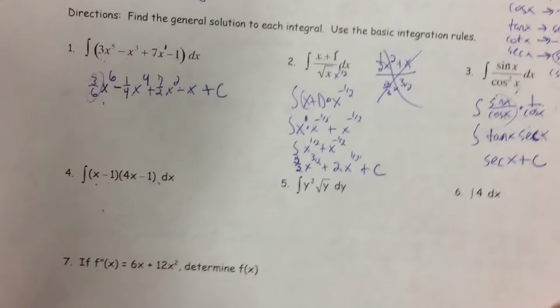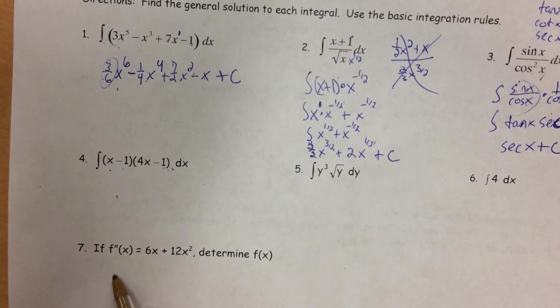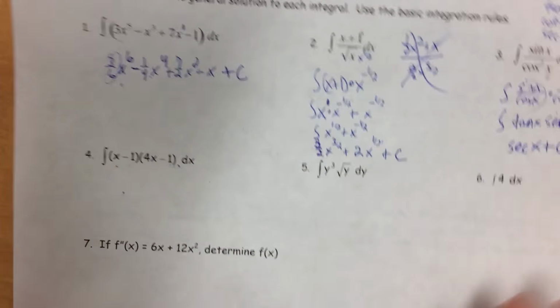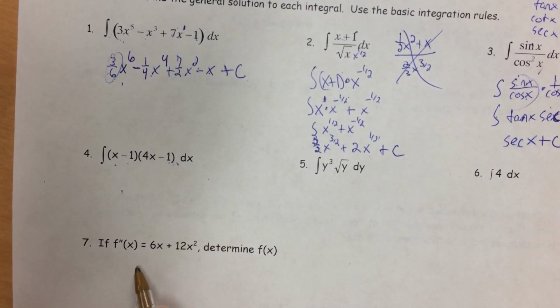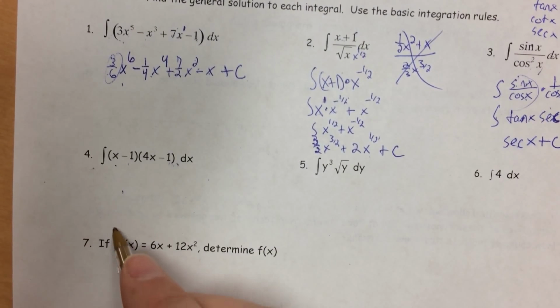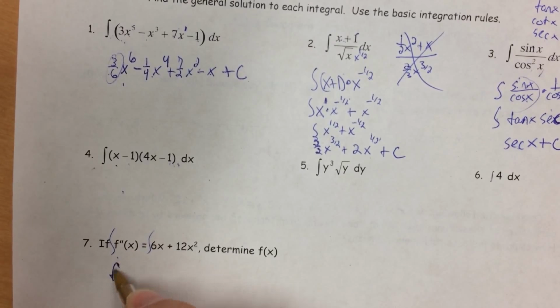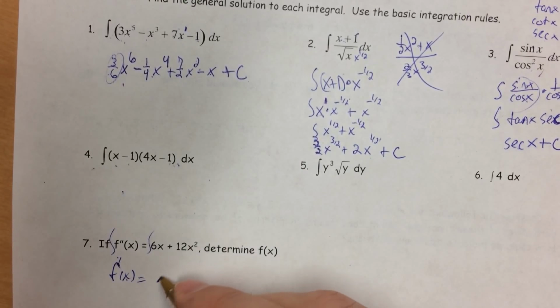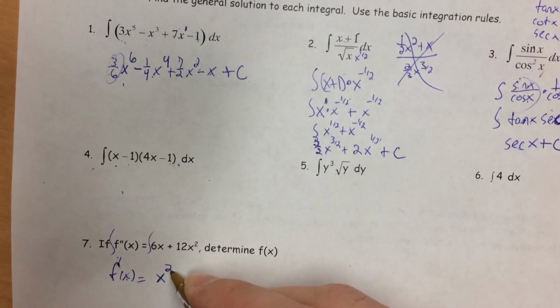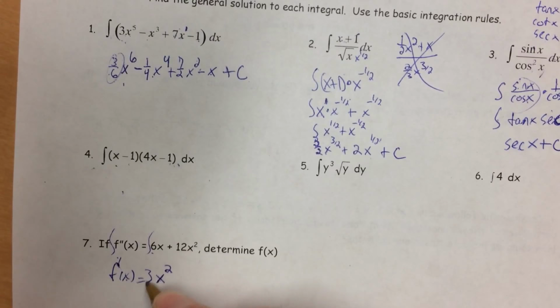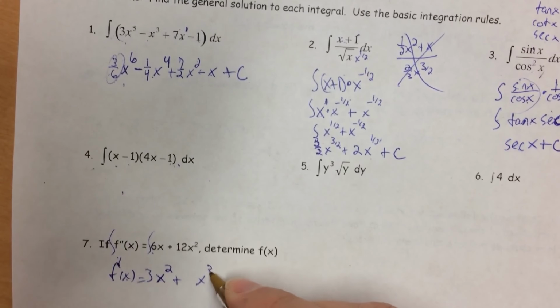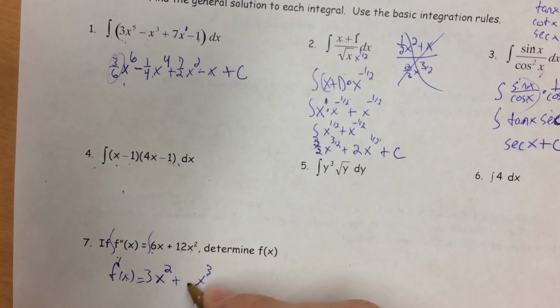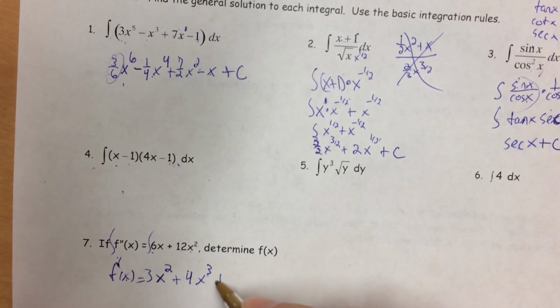7, it asks you, given the second derivative, to find the original function. So first we need to do the integral to find the first derivative. The first derivative is the antiderivative of the second derivative. And so we just do the power rule. It's x squared, we divide by 2. This is going to be x cubed. The power goes up by 1. We divide by 3. And that's the first derivative. We need a plus c here.